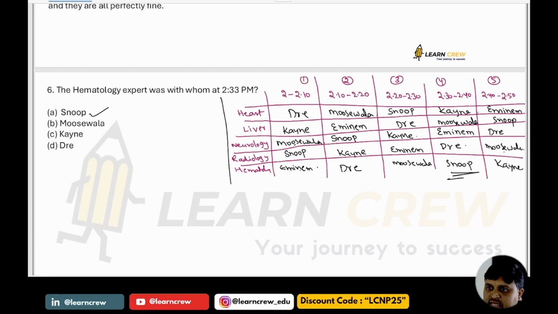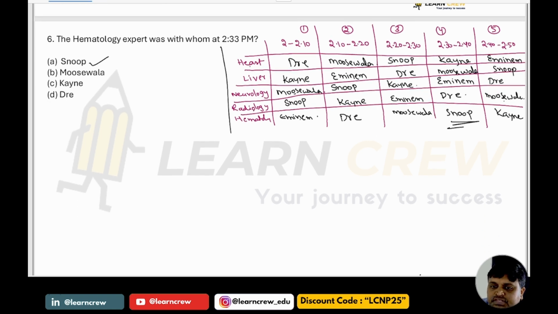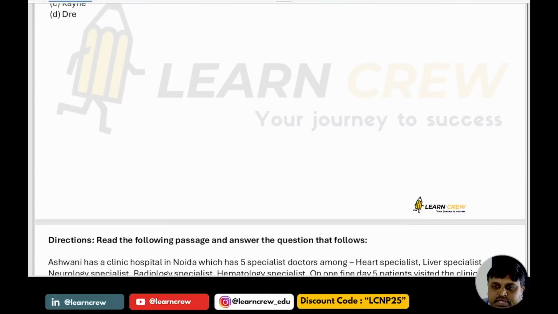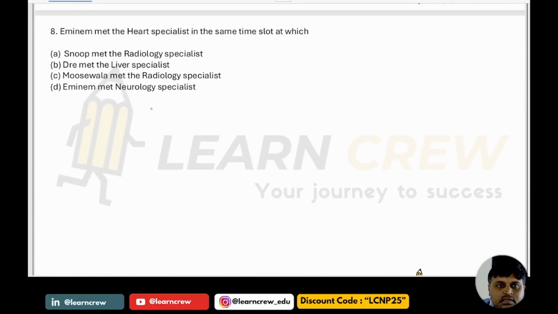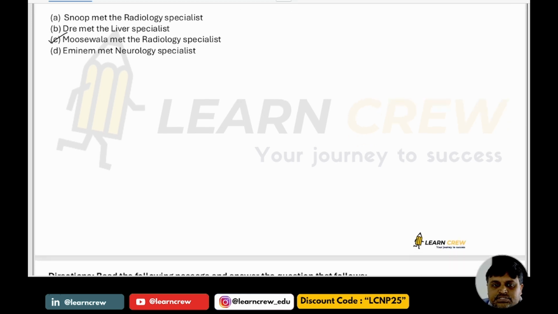Eminem met the heart specialist when Moosewala met the radiology specialist. Eminem met the heart specialist during 240 to 250 when Moosewala met the radiology specialist. So which option is it? Please check. Moosewala is visited. So option C is correct.